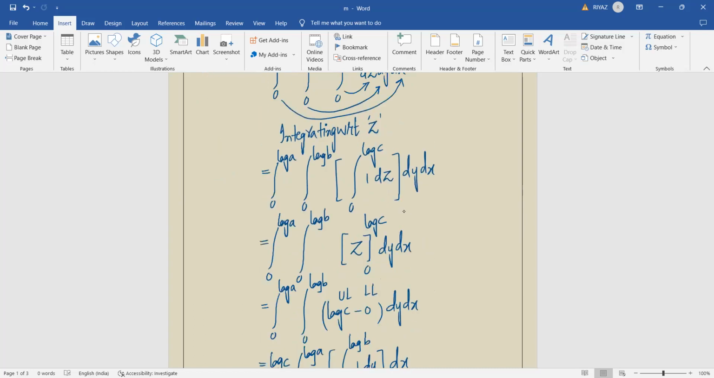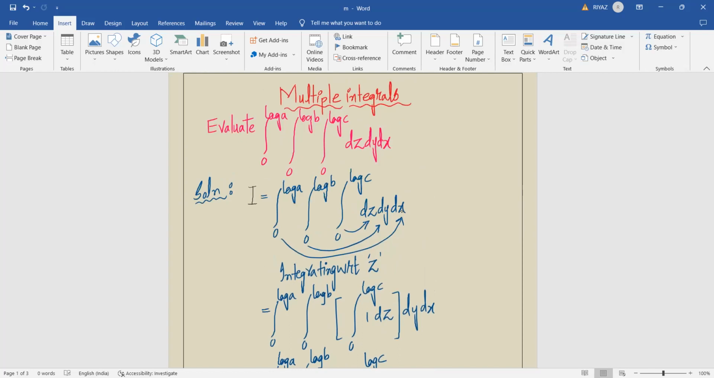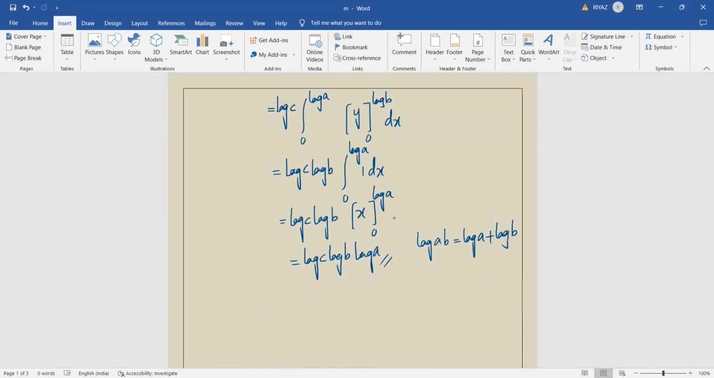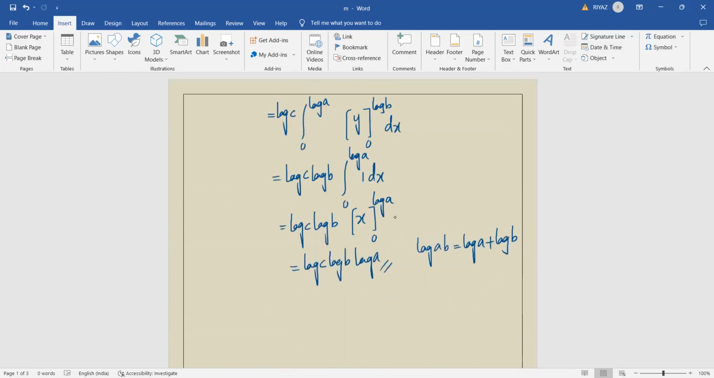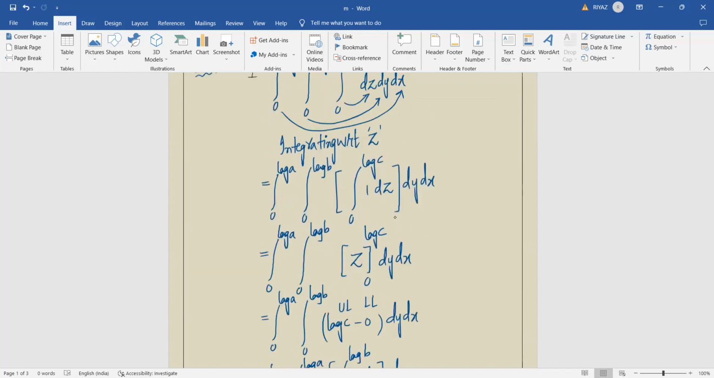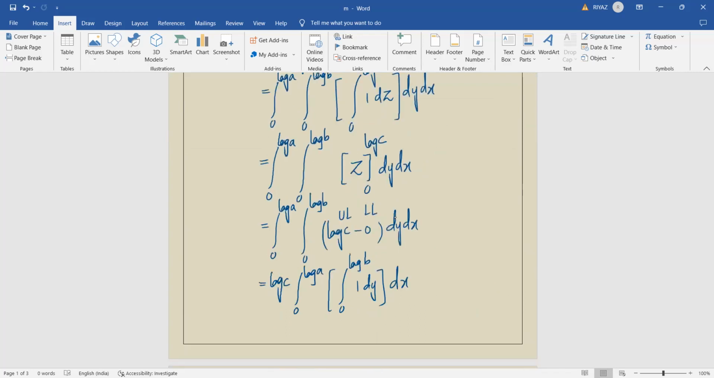I started with this side. You can start from this side also: z, y, and x, or x, y, z. Choice is yours. Then upper limit minus lower limit. Only one formula we used here: integration of 1 dx is x, 1 dy is y, 1 dz is z. Only one formula is used.